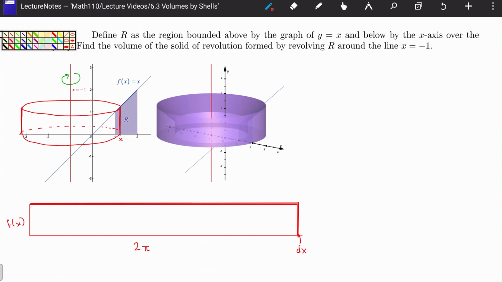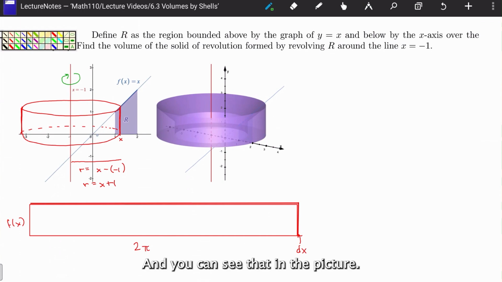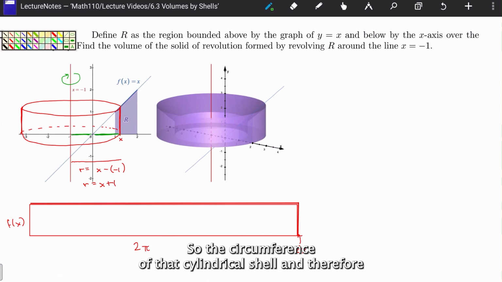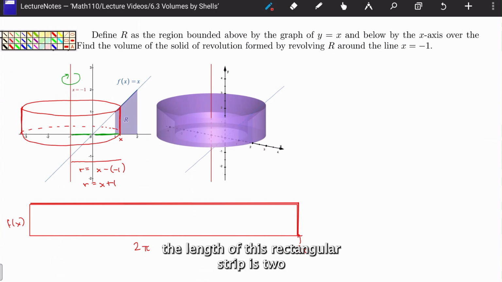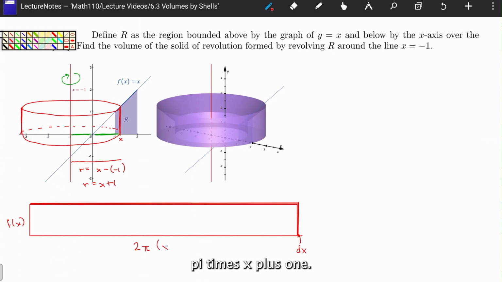What is that radius? The radius here is not just the x value, it is x minus -1, which is x plus 1. Okay, and you can see that in the picture. Here's the x value, and then I'm adding 1 to it. So the circumference of that cylindrical shell, and therefore the length of this rectangular strip, is 2 pi times x plus 1.